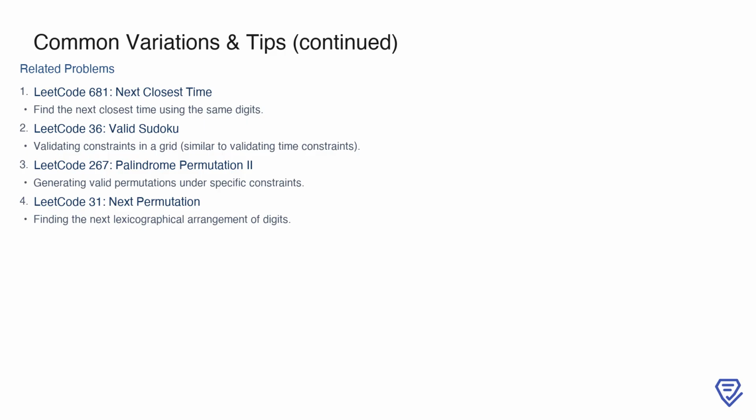Lastly, LeetCode 31, Next Permutation, deals with finding the next lexicographical arrangement of a sequence of digits, which is similar to the idea of finding the next valid time. Familiarizing yourself with these problems can help you build transferable skills and deepen your understanding of related patterns.